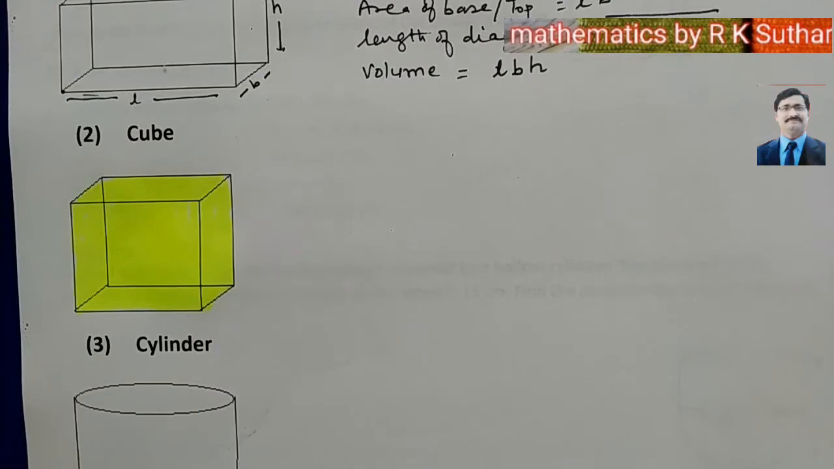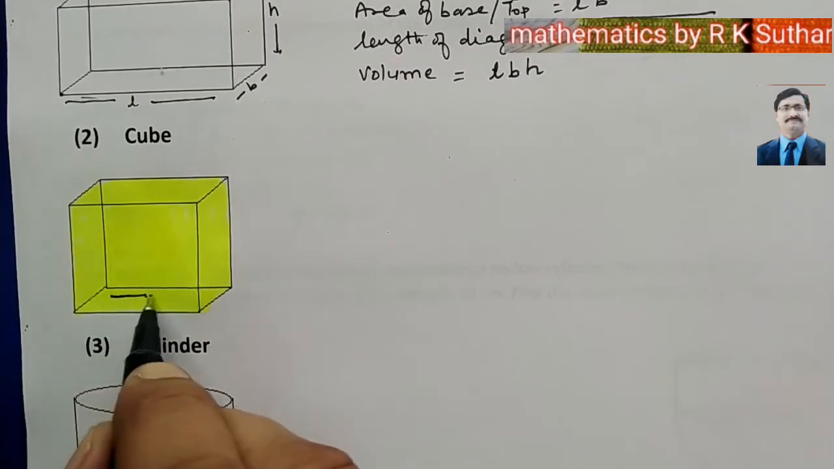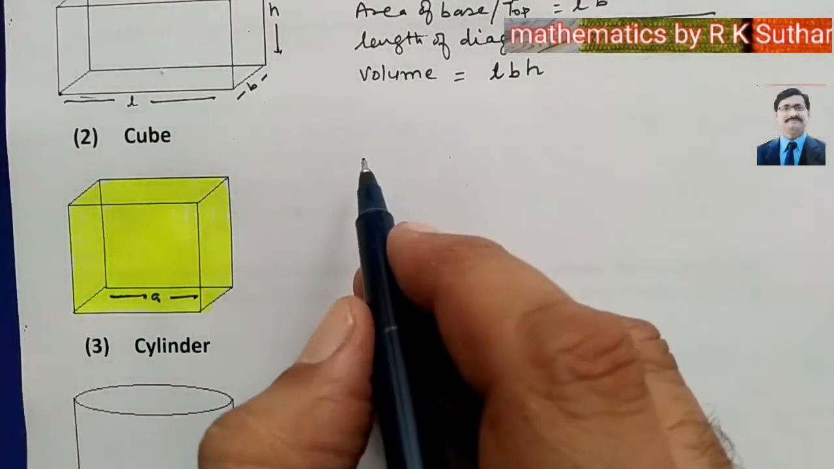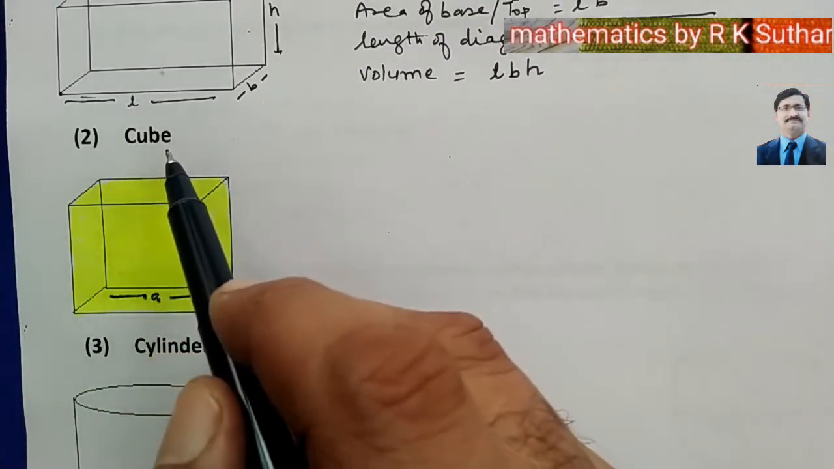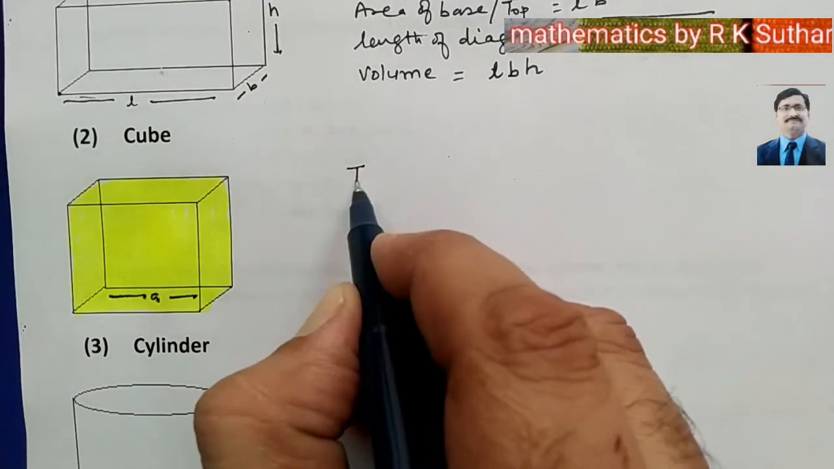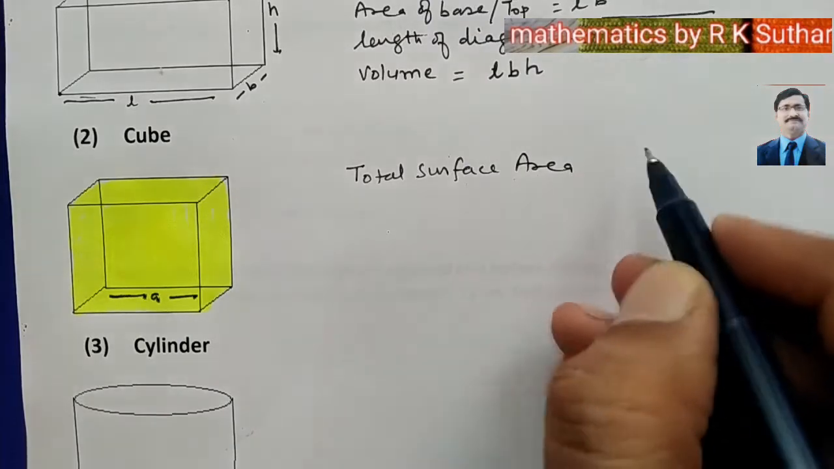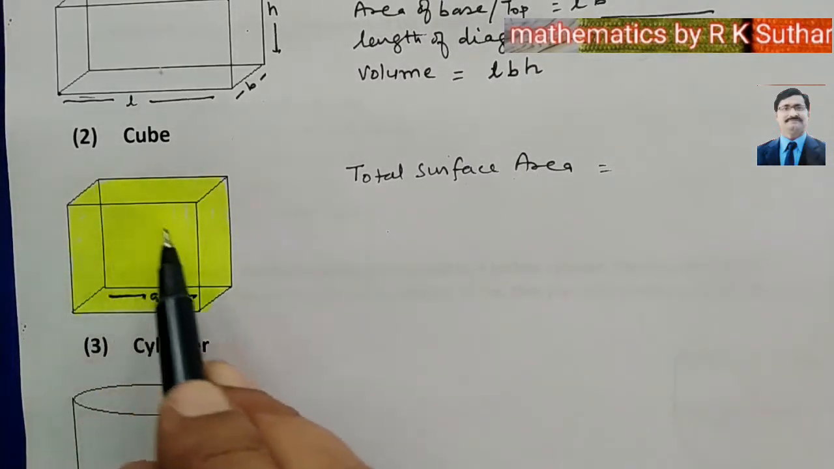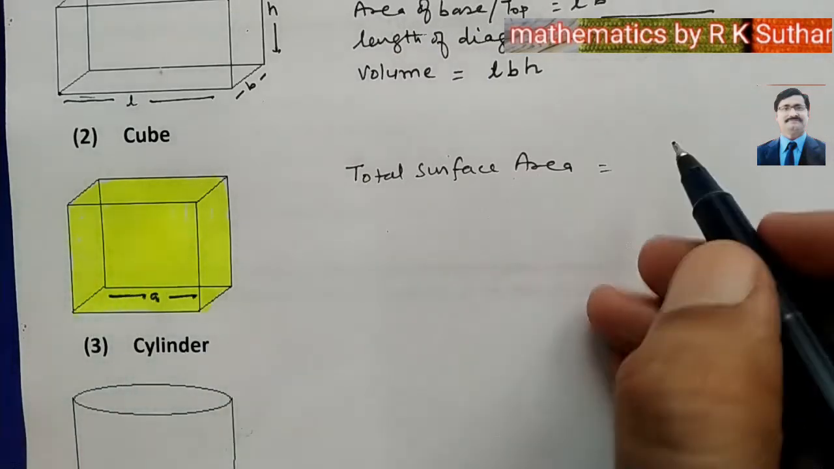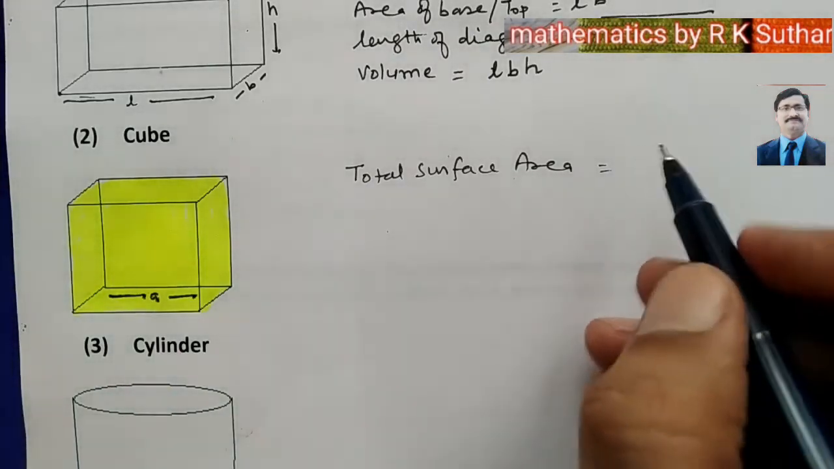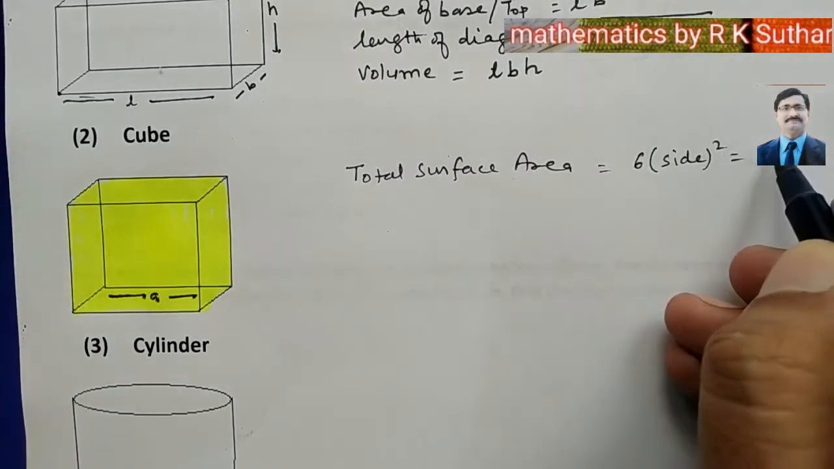Now we will have a cube. The second diagram is for a cube, and this side we will take as a. This side is a, all sides will be a. Look, the length, breadth and height will all be equal here, and this shape is called a cube. Now here also we have the formula for total surface area, and this formula is the same as for a cuboid. The area of the first side is side into side, that means a square. So in total we have 6 a square, 6 into side square.